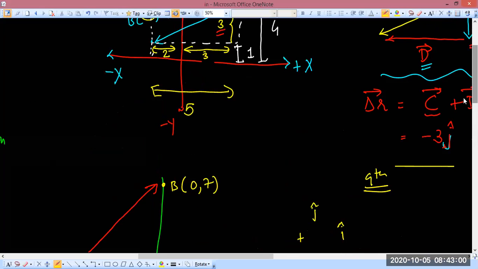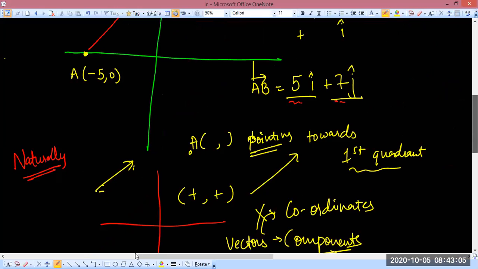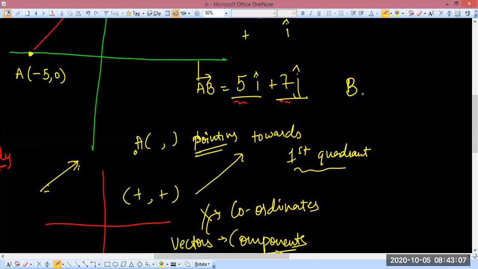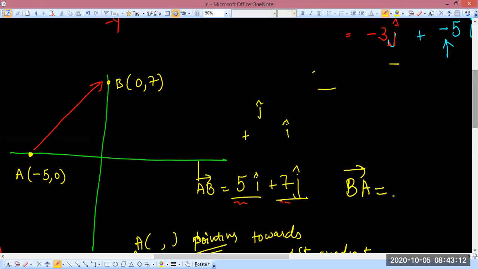So that's it about components, right? Just before we wind up this topic, I want you to do one more thing here. Can you find what we should write for this? Come on, in this same diagram. Okay, you see the diagram? Can you write for this, everyone? People, I'm waiting. Can you write the vector?